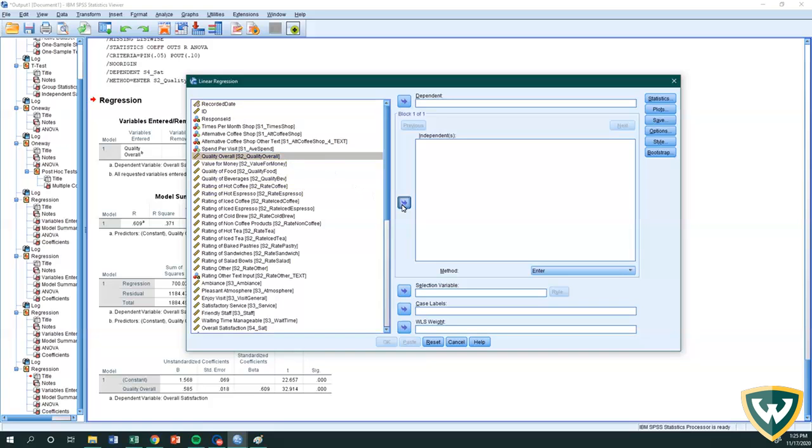And so I'm going to put my quality overall variable in the independent variables box, and then value for money variable in the independent variables box as well. So I have two x's. These are my two x's here. And then my y, I want to make the overall satisfaction variable my dependent variable here. And then I go ahead and click OK.